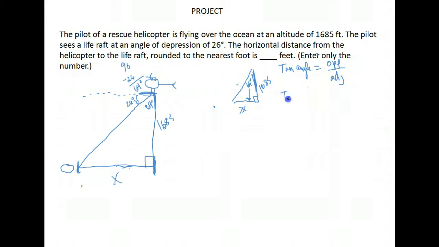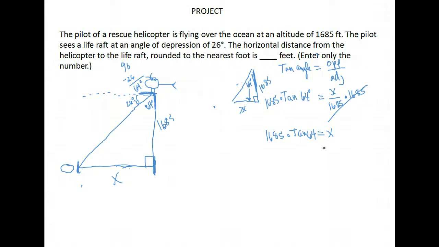Fill in your information. Tangent of our angle, what's our angle? 64 degrees equals the opposite leg, x, over the adjacent leg, 1,685. We want to solve that for x. So I go ahead and multiply by 1,685 to cancel there. Whatever I do on one side, I have to do on the other. And I am right there with my answer. 1,685 times the tangent of 64 is my answer.